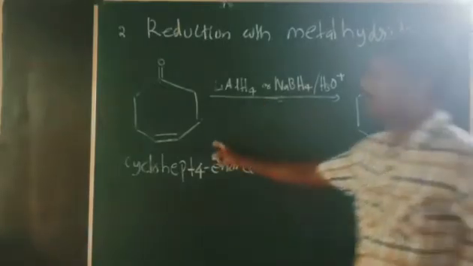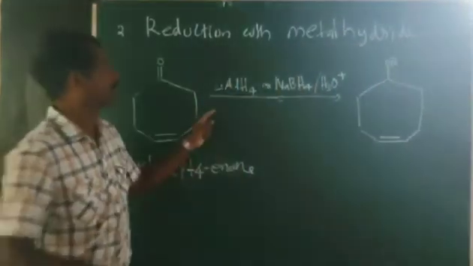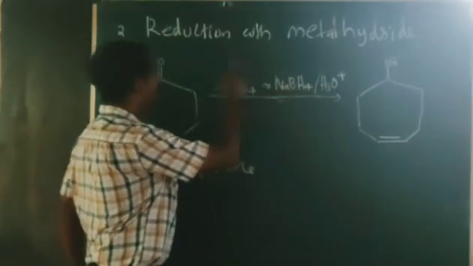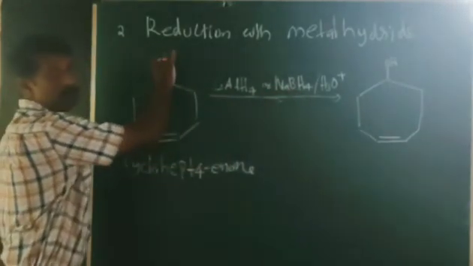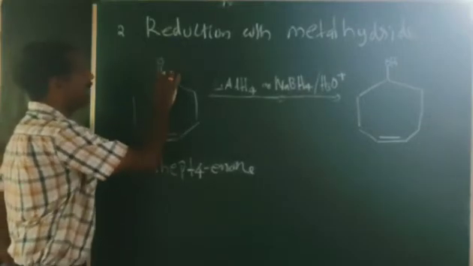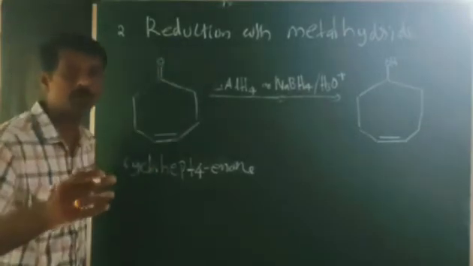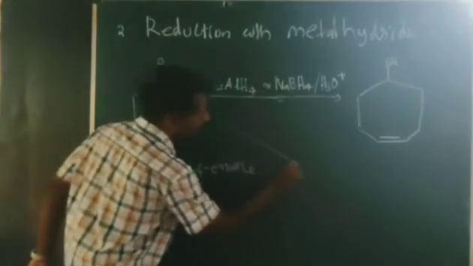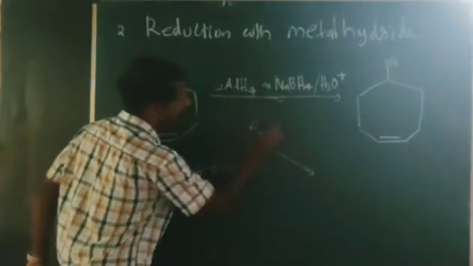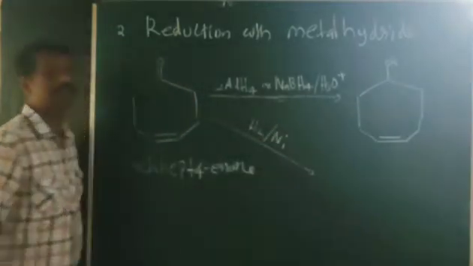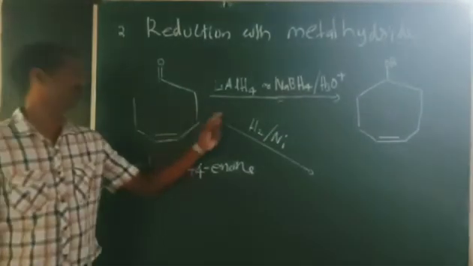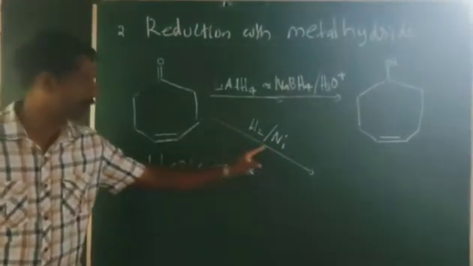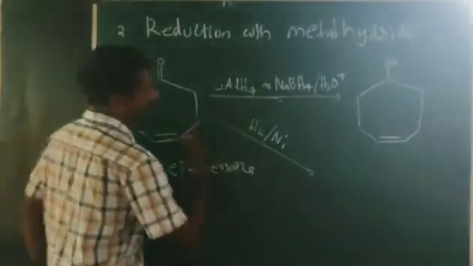Now, the same compound. In the first case, with lithium aluminum hydride and NaBH4, only the CO group is reduced to CHOH. Now suppose the same compound undergoes catalytic reduction, that means reduction with hydrogen in presence of nickel. What compound will we get?